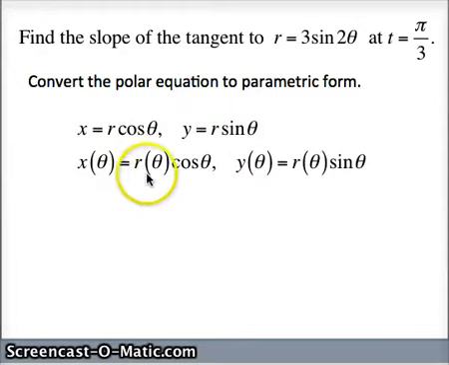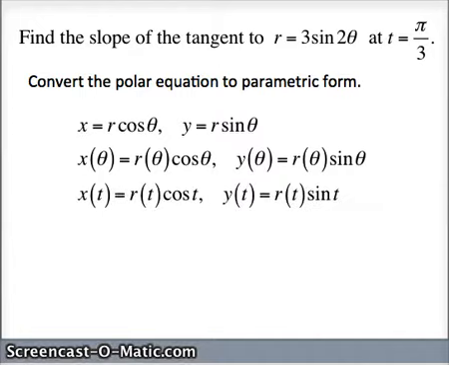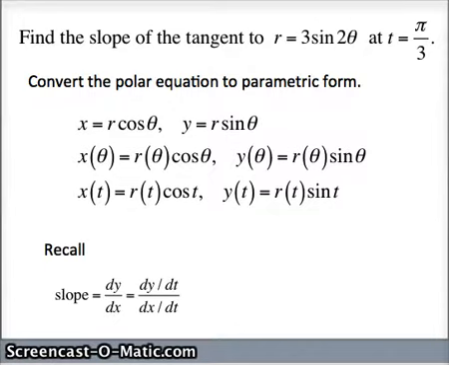So here's our theta form. x of theta is r of theta cos theta. y of theta is r of theta sine theta. So just replacing theta with t, we've now rewritten this as a parametric representation with the variable of t. So that x of t becomes r of t cos t, y of t becomes r of t sine t, just to be consistent with our notation working in the parametric world. Now, in parametrics, dy/dx is dy/dt over dx/dt. So I'm going to need to figure out what is dy/dt and what is dx/dt.